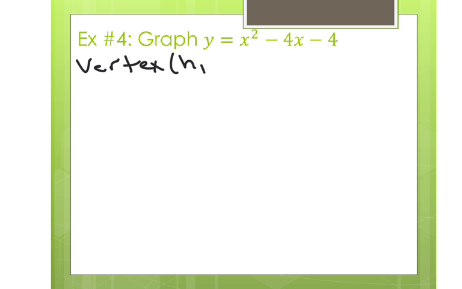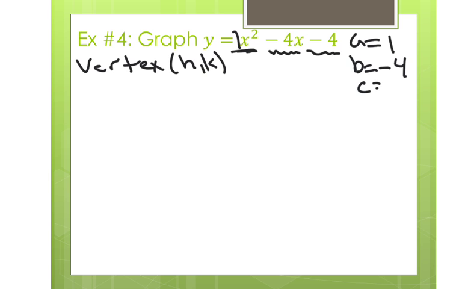So remember, our vertex is h and k. Let's name our a, b, and c first. Our equation's in standard form. So a is the number in front of x squared, which is positive 1. B is the number in front of your x, which is negative 4. And c is your constant, what you're adding to the end, which is also negative 4. So let's find h first. The formula for finding h is negative b over 2a.